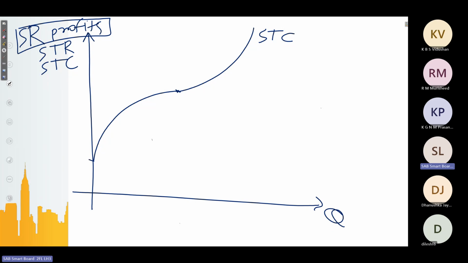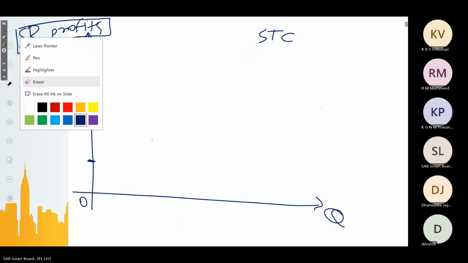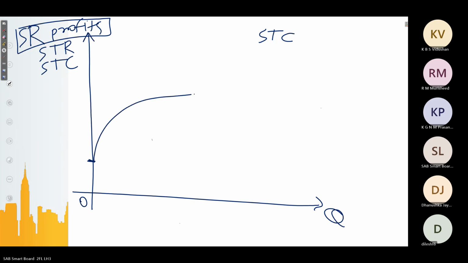In the short run, we have a fixed cost as well. Therefore, the total cost curve does not start at the origin. It has some fixed cost. This is the short run total cost.